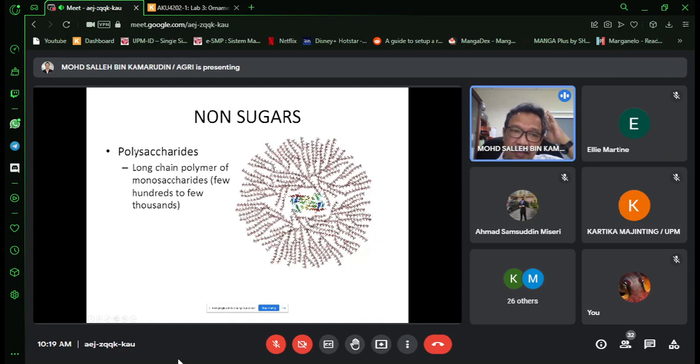Polysaccharide, the non sugar, they are a long chain polymer monosaccharides from few hundreds to few thousands. So they are very, very long non-sugars. Dia tidak manis, tapi once they digested into simple sugar, then become manis. That's what there are banyak juga yang study yang buat bagaimana nak extract sugars atau syrup from these polysaccharides.